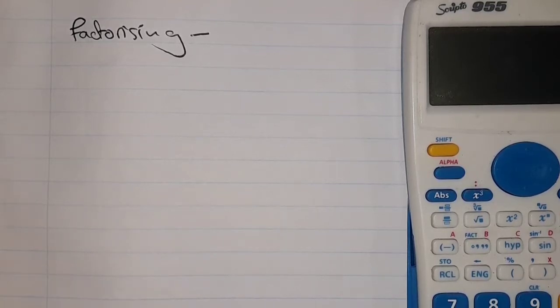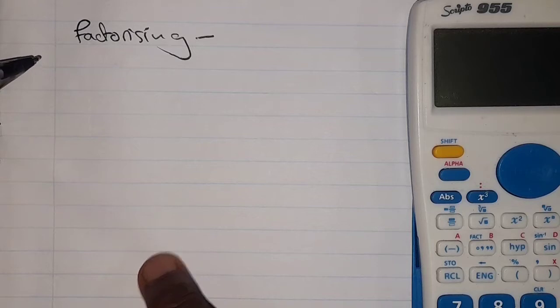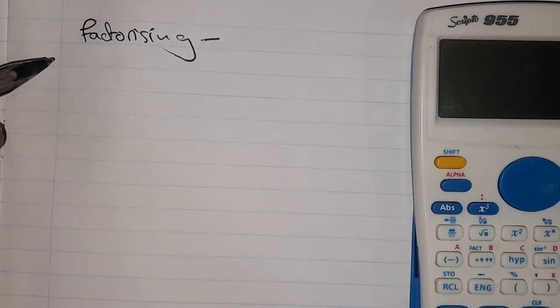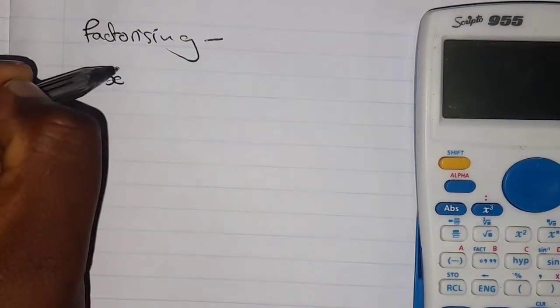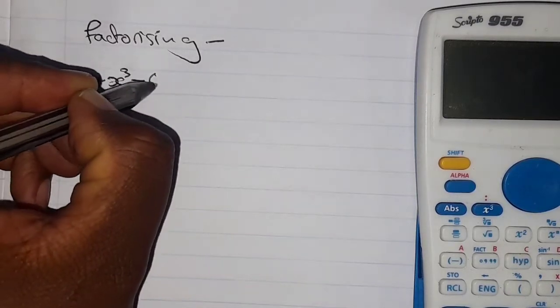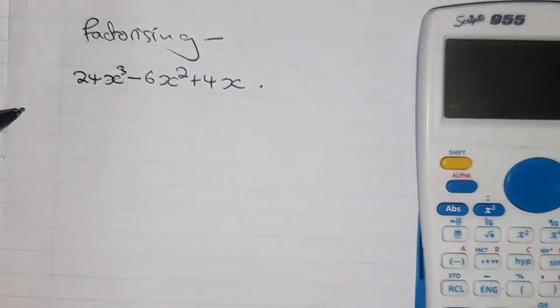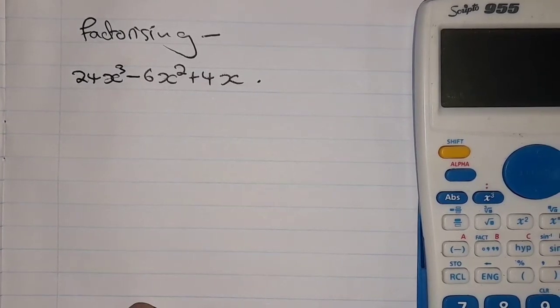With this video, I'm going to look at factorization, and then the next video I'm going to look at solving of equations. For factorization, we are merely factorizing expressions which are not equations. The first one, I have an expression that says 24x cubed minus 6x squared plus 4x. We need to factorize this expression. How do we factorize this expression?